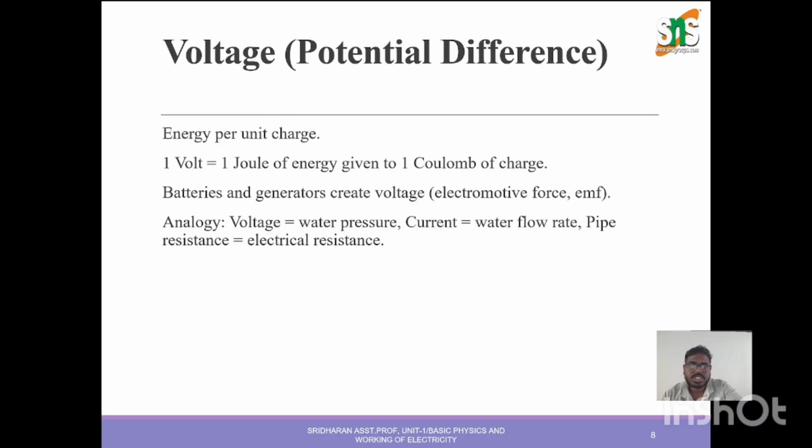Whereas the voltage is the potential difference, the energy per unit of charge. 1 volt is equal to 1 joule of energy given to 1 coulomb of charge. Batteries and generators create voltage, which is created by the EMF, the electromotive force. The analogy for voltage is water pressure, where the current is the water flow rate and the pipe resistance is the electrical resistance. This is a small example relating the flow of water to the flow of electric current.